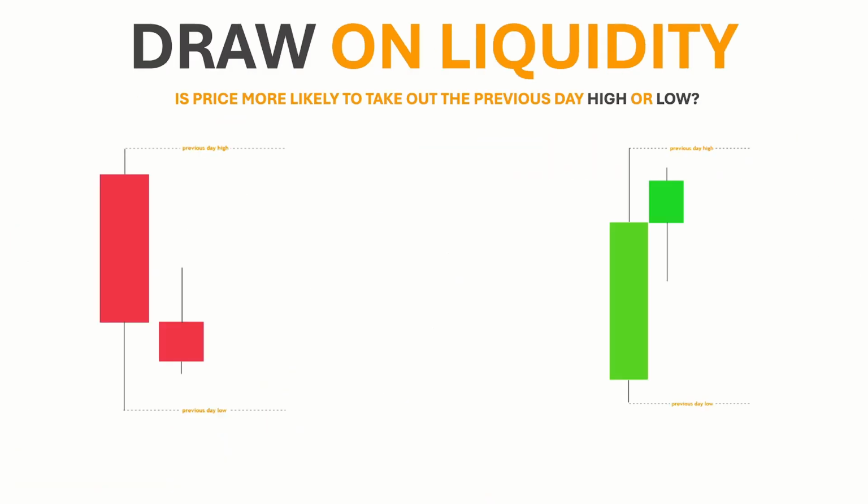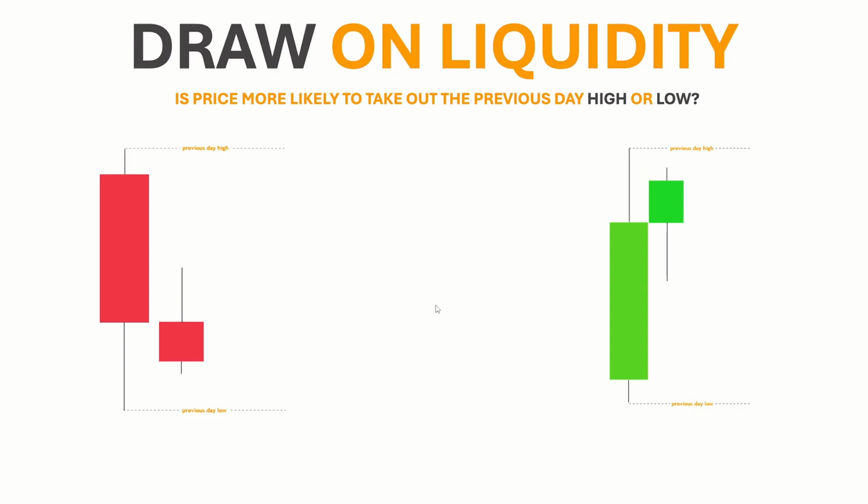Now, guys, draw on liquidity. I'm going to be talking about drawn liquidity and how you can use it to frame your bias for the day. In these examples, is price more likely to take out the previous day high or low? In this example, price is more likely to take out the previous day low. As for this example, price is more likely to take out the previous day high.